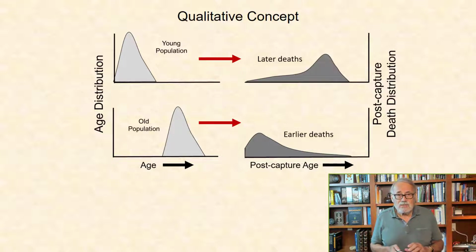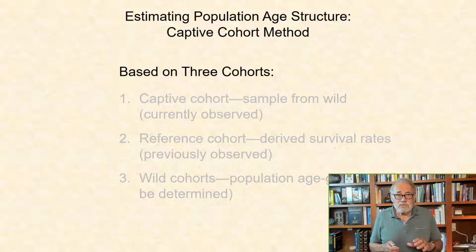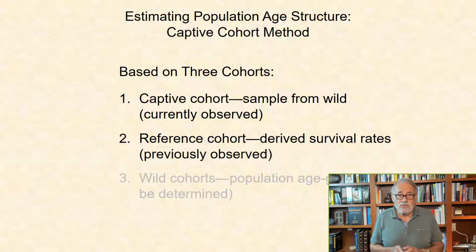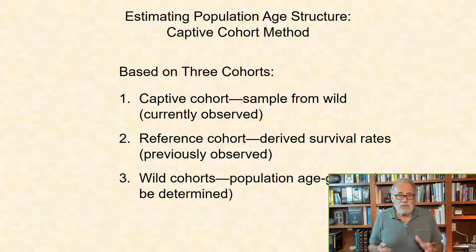The method is based on three cohorts. The first is the captive cohort, that is, the sample from the wild that is currently observed. The second is a reference cohort from which survival rates are derived previously in the laboratory. The third represents the wild cohorts as the population age groups that are to be determined, that is, the unknown age distribution.